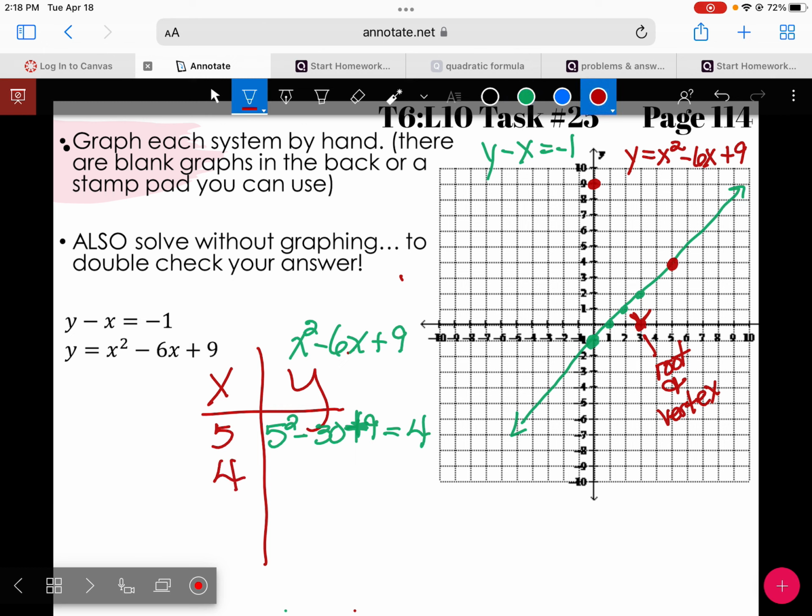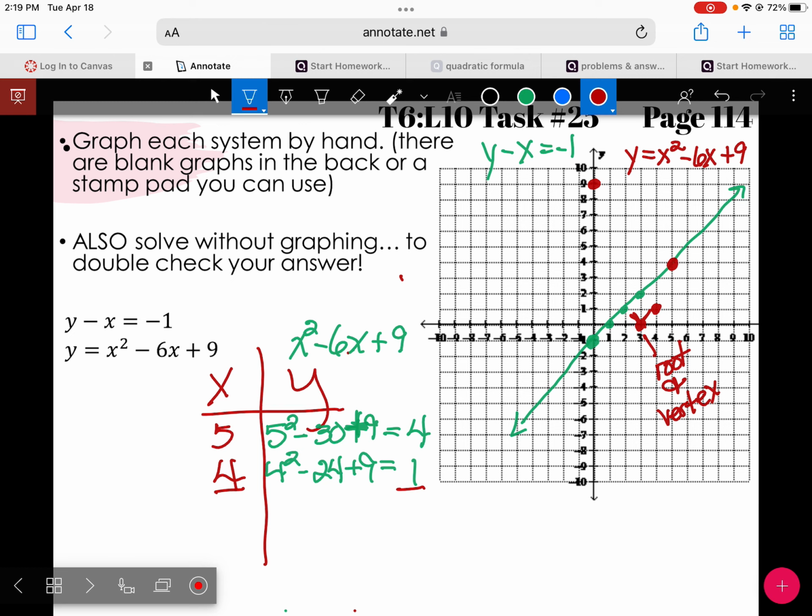So then that gives me 4 squared minus 6 times 4 is 24 plus 9. 4 squared is 16. 16 minus 24 is negative 8. And negative 8 plus 9 is 1. So that means I'm looking at 4, 1.